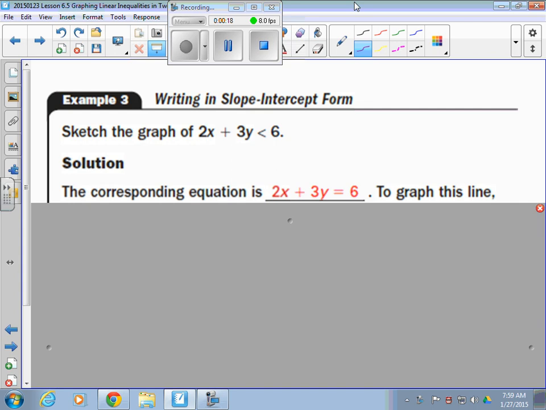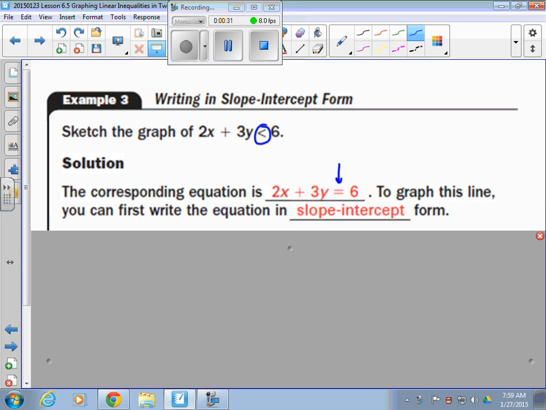So look how it tells you to solve it. Instead of having less than, it says to go ahead and graph it as if it's an equal sign. That's the easiest way to do it. So all you do with that part right there is change that inequality to an equals. That way you can change it and make it into slope-intercept form.